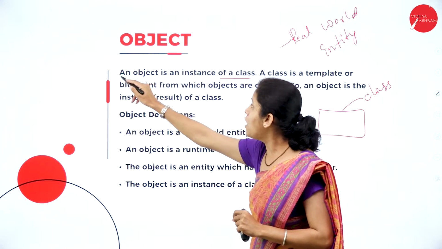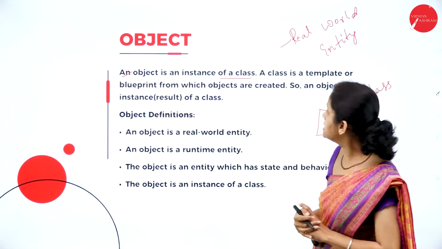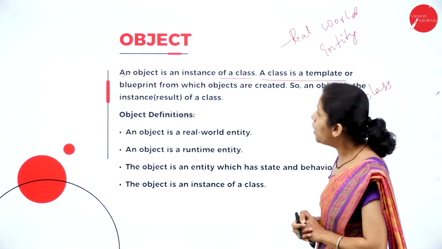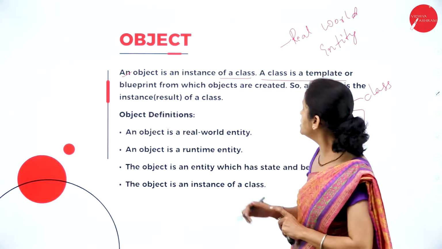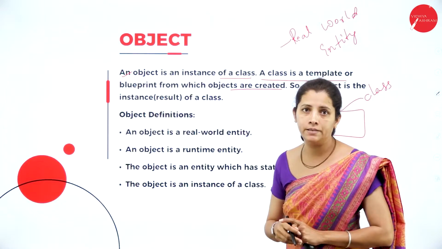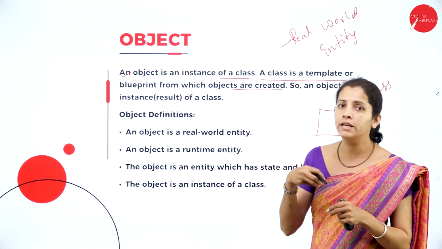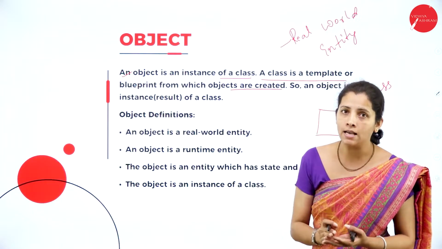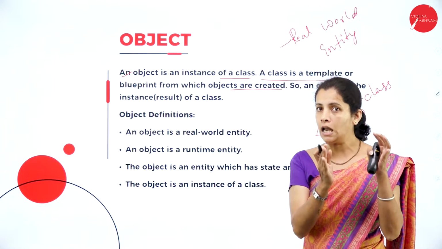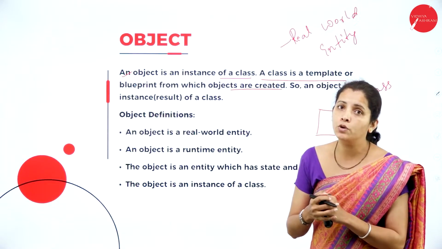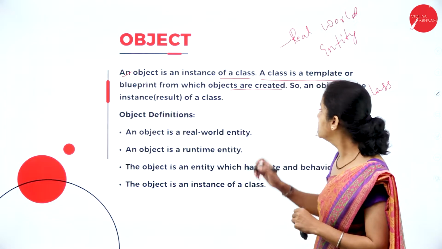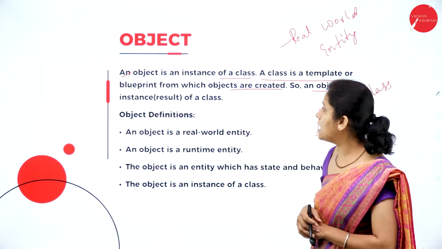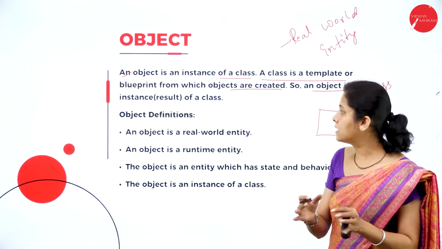Similarly, an object is an instance of a class. A class is a template or blueprint from which objects are created. Suppose I want to create the object, then what do I need to have? I need to have a class. So first I am going to declare the class. For that class, I am going to create the object. So an object is the instance of a class, or the result of a class.